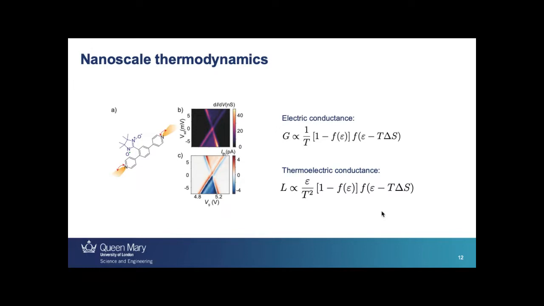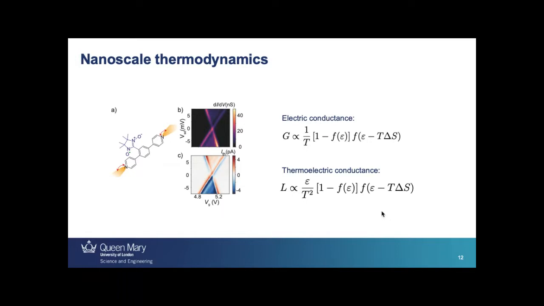So that was the current that you get as a result of the temperature difference. And what she did was she wrote down an expression for the conductance and an expression for this thermal current, or the thermoelectric conductance. And if you look at those two equations, what you see is that the first one, for the electrical conductance, is essentially 1 minus the Fermi distribution times the Fermi distribution shifted by an amount, temperature times the change in entropy.